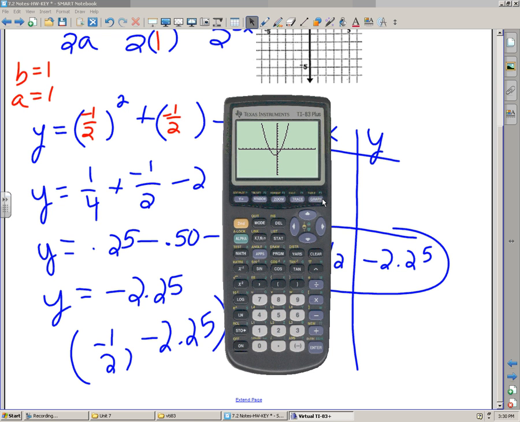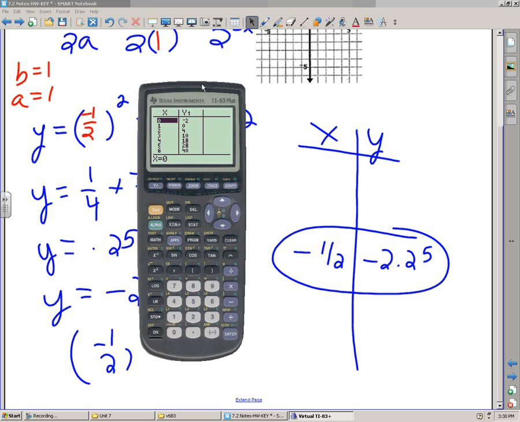And then we're going to go to our table of values. So we're going to go to second graph. And we're going to try to find this vertex. So we need to get -0.5 and -2.25. But right now, our table of values is not lining up for us so well. So what we're going to do is pull out some other points if we can.